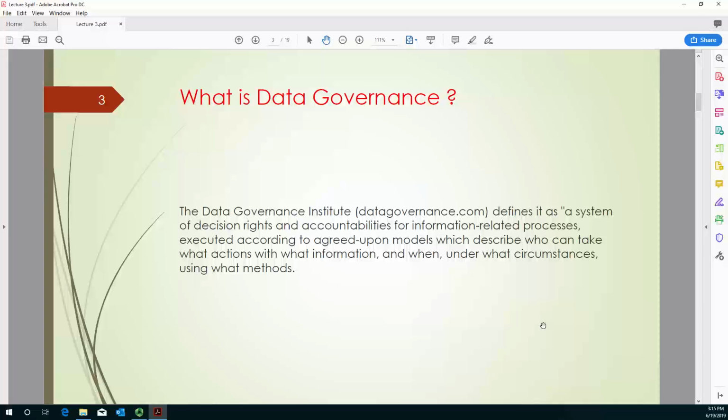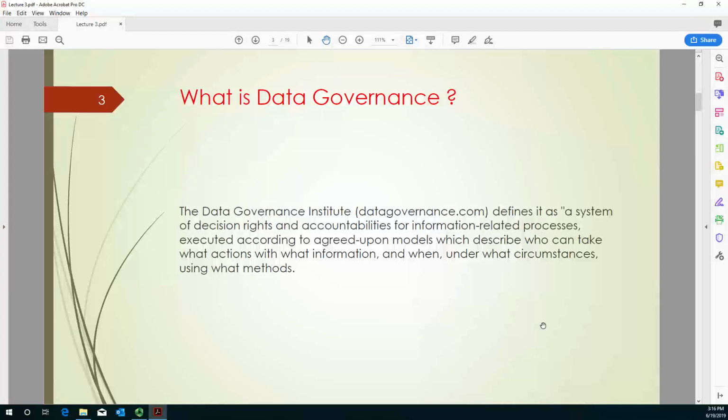So Data Governance Institute defines data governance as a system of decision rights and accountabilities for information-related processes, executed according to agreed-upon models which describe who can take what actions with what information and when, under what circumstances, using what methods. So let's take a look at this definition piece by piece. So data governance deals with a system of decision rights and accountabilities, right? So we are involved in decision making here based on the information, and we are using agreed upon models.